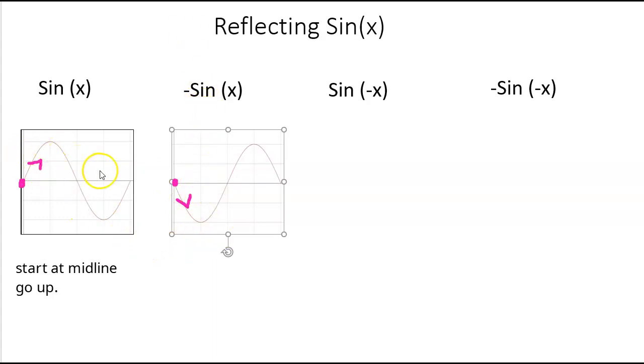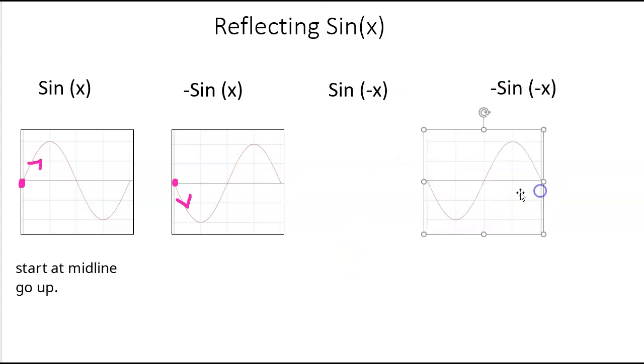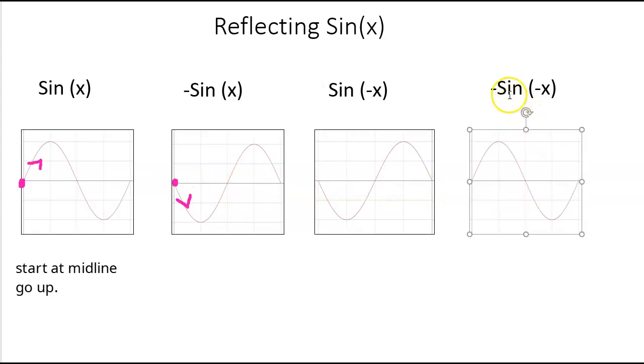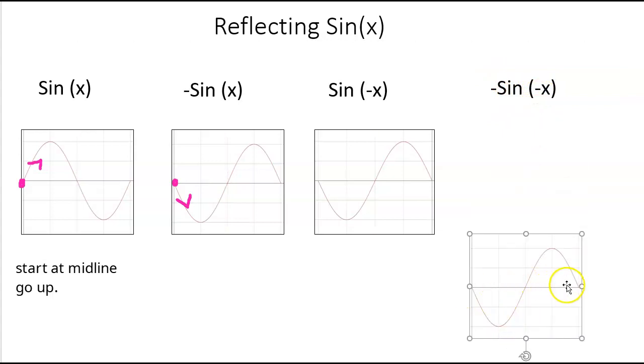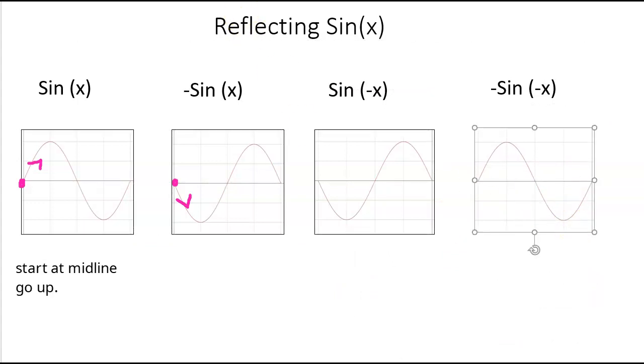Okay, so what about here? What if I have a negative on the inside? Well, we said that flips it horizontally, so now I'm going to flip it this way. And finally, what if we do both? What if we flip it upside down and flip it horizontally? So I'll flip it upside down, and then I'll flip it horizontally. Let's go ahead and see what each of these do. Well, all of them still start at the midline. This one goes in a downward direction after the midline. This one goes in an upward direction after the midline.